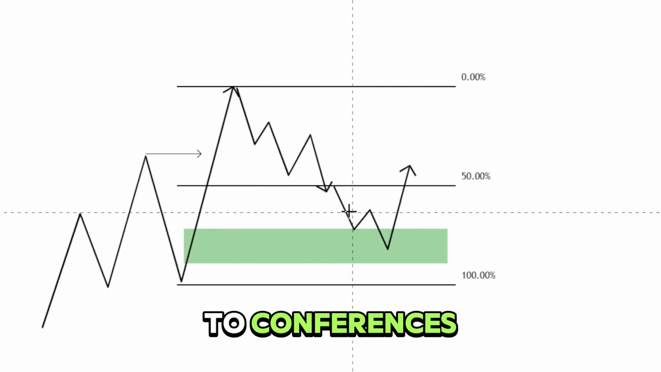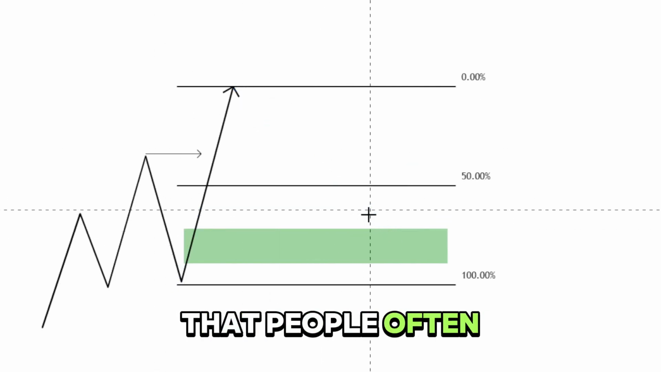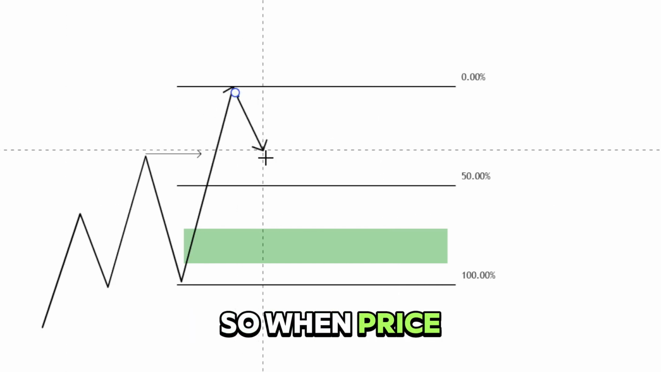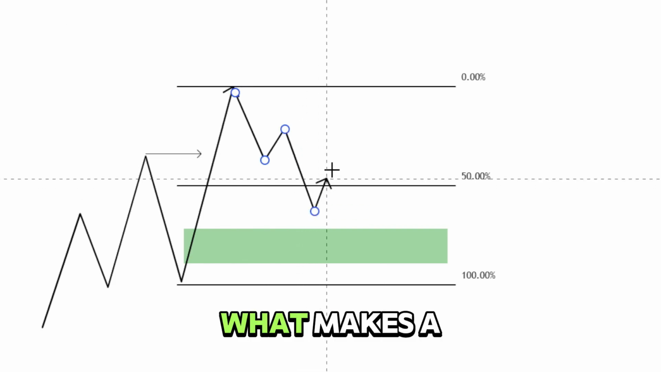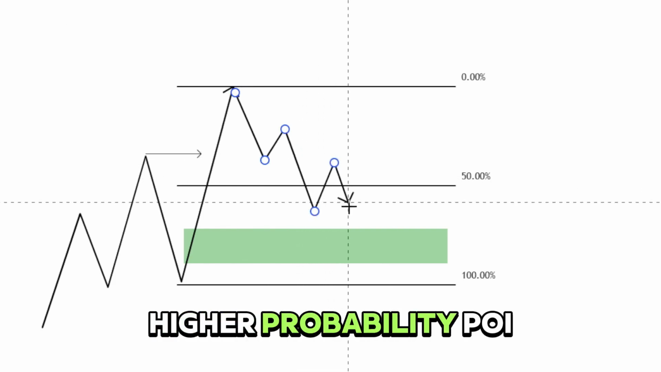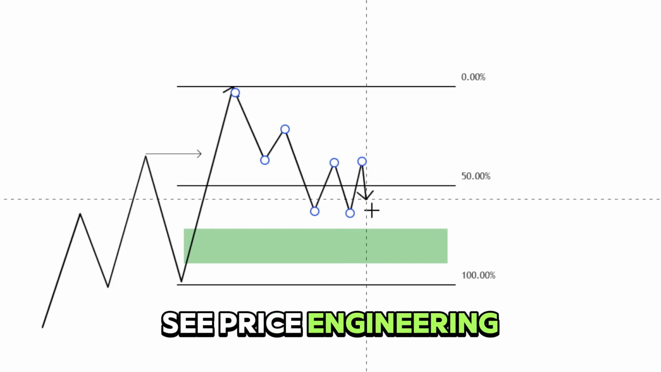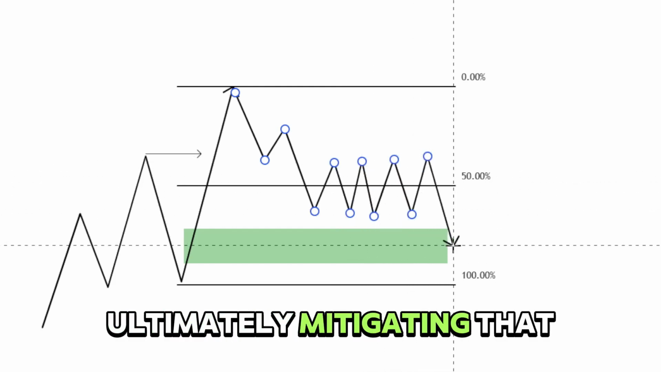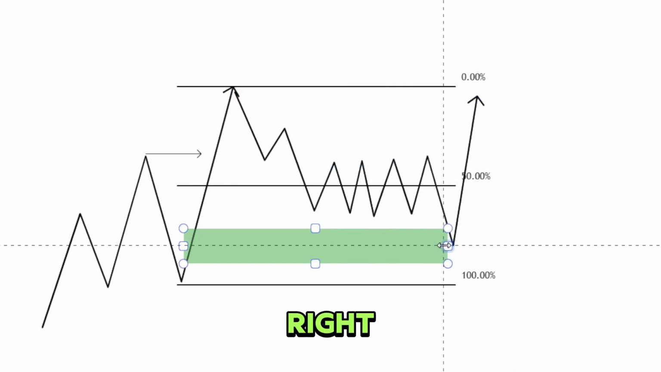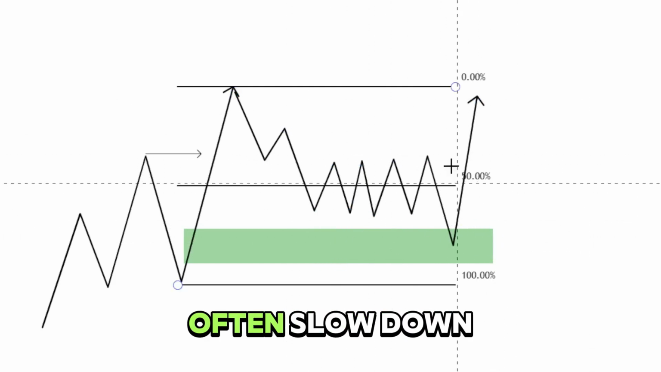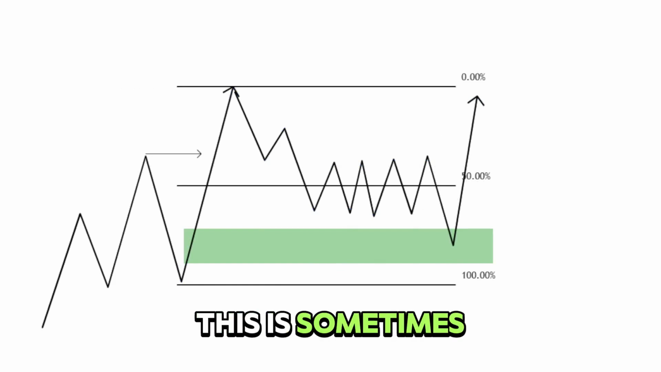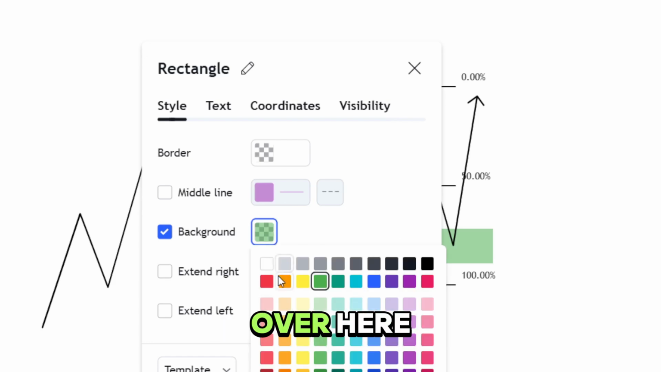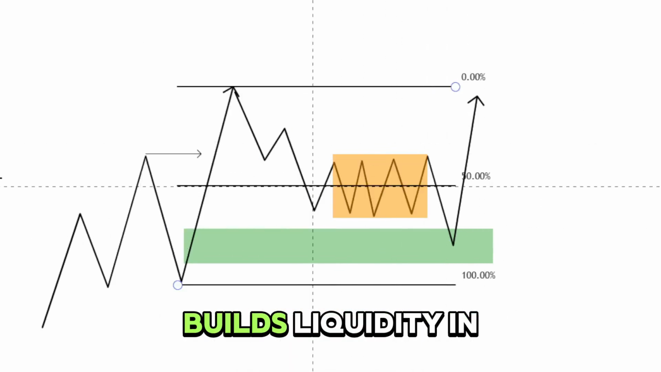Now, when it comes to confluences, the biggest confluence that people often shout about, and they are correct, is the concept of inducement. So when price does eventually come down, what makes a higher probability POI is when we see price engineering liquidity, the way it has done over here, before ultimately mitigating that POI and then heading higher. What we're doing is we often slow down here in price. This is sometimes known as an accumulation or a Wyckoff accumulation, where this orange zone over here builds liquidity in the markets.